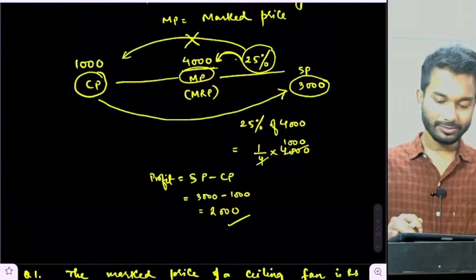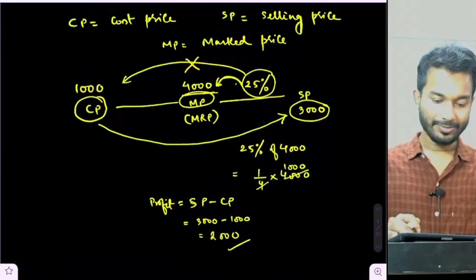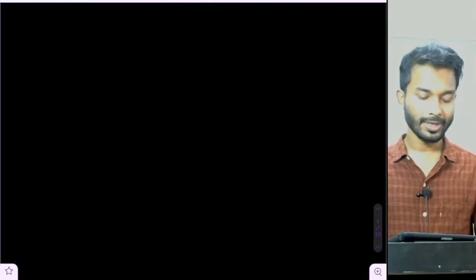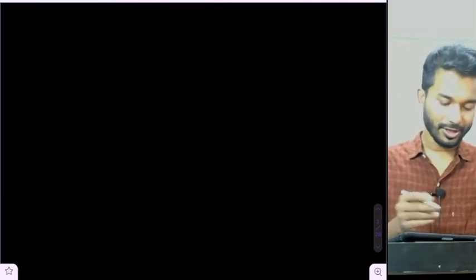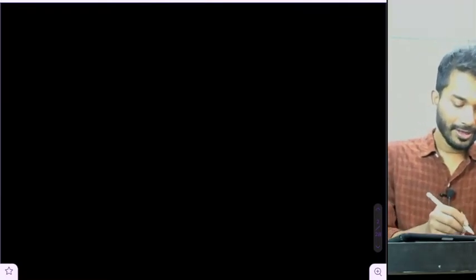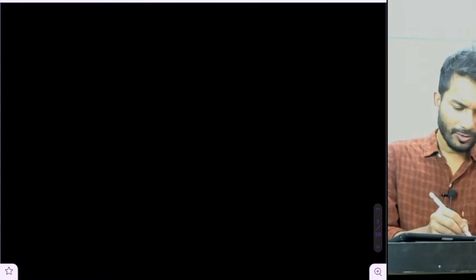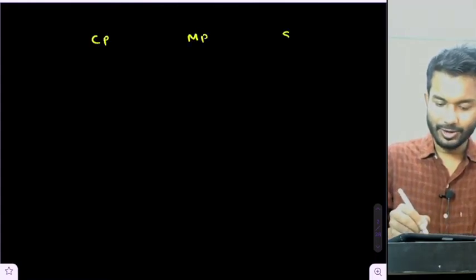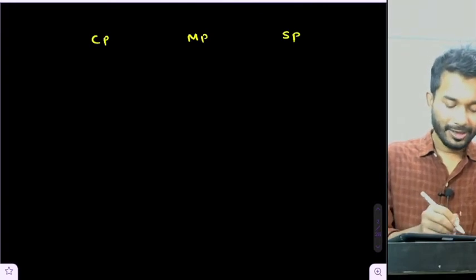Now let me explain the formulas over here. Okay, see the formulas over here. What are the formulas used? First of all, what things we have? Cost price, then we'll write mark price. And then we'll write selling price.